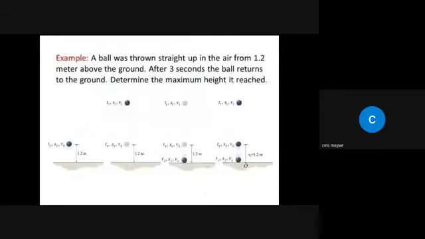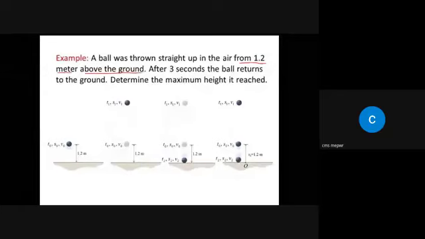Okay, so now whatever I was explaining can be better explained with the help of this example. A ball was thrown straight up in the air from 1.2 meter above the ground. So initially imagine that the person who was throwing the ball was at a distance of 1.2 meter above the ground. So the initial position of the person is 1.2 meter from the ground.